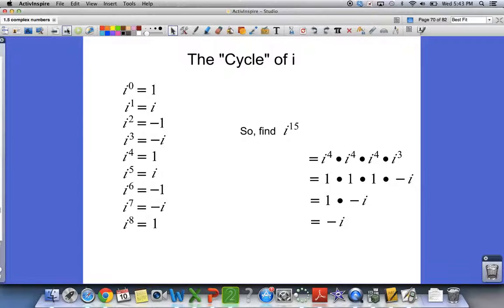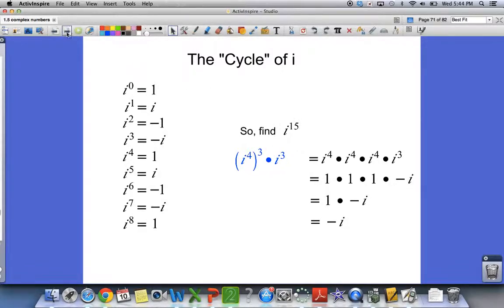But you could have done this multiple ways. I could have said i to the 3rd times i to the 4th times i squared times, as long as the powers or exponents added up to 15. Here's another way. I'm going to use the product rule and the power rule. So here I know i to the 4th cubed. This is the power rule. 4 times 3 is 12, plus i to the 3rd, 12 plus 3 is 15.